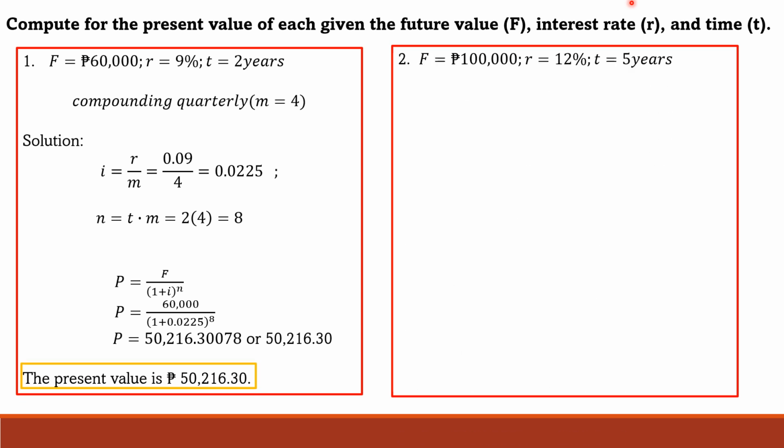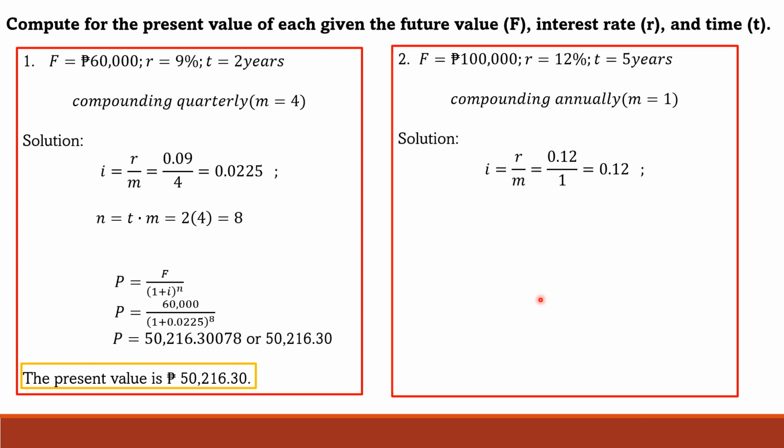Now, let's proceed to our second example. Final amount is 100,000 pesos. The interest rate is 12% and the time is 5 years. But this is compounding annually. So, M is equal to 1. Okay? So, for our solution, I is equal to R divided by M. So, equals, ang atin pong R is 12%, convert to decimal, 0.12. Ang M natin is annually, so that is 1. 0.12 divided by 1 is 0.12. That is the value of I.